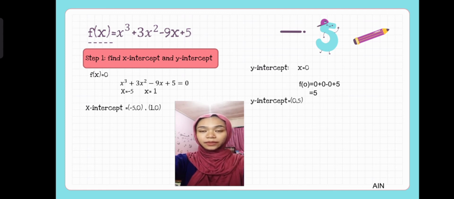For the y-intercept, we make x equal 0. So f(0) = 0 + 0 - 0 + 5, and we get 5. So the y-intercept is (0, 5).